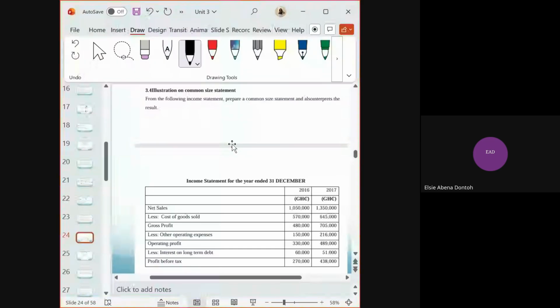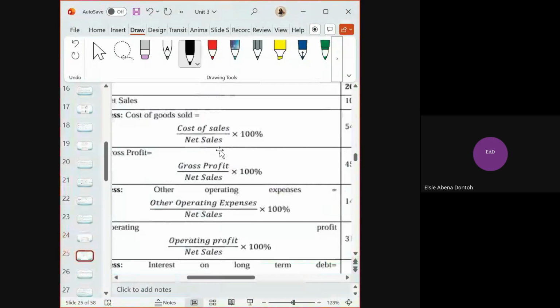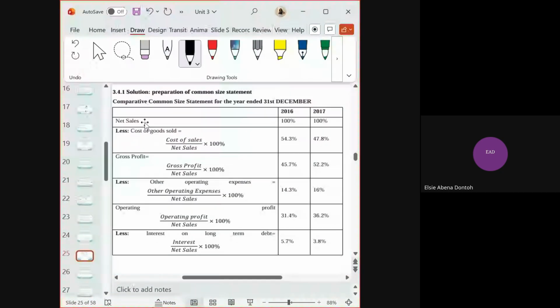So what's the base here? What base do we use for our comparison? Who will help me? Yes, Joseph. We use the net sales. We use the net sales to do our comparison. Here, since the net sales is the base, automatically it is 100%.